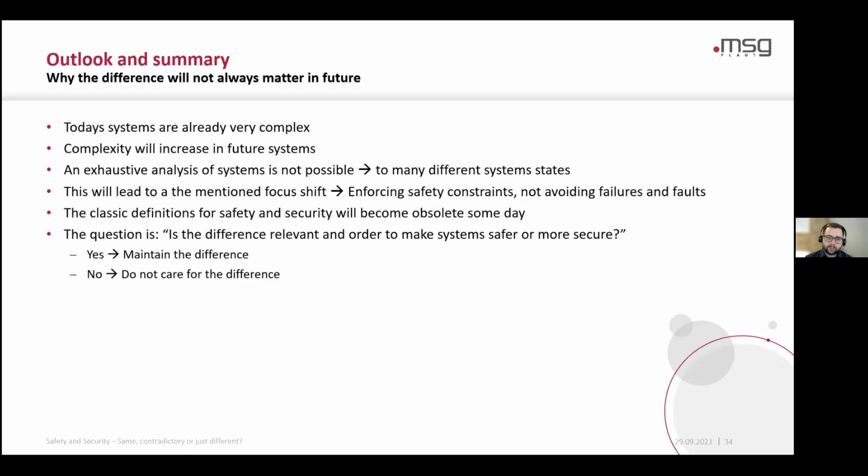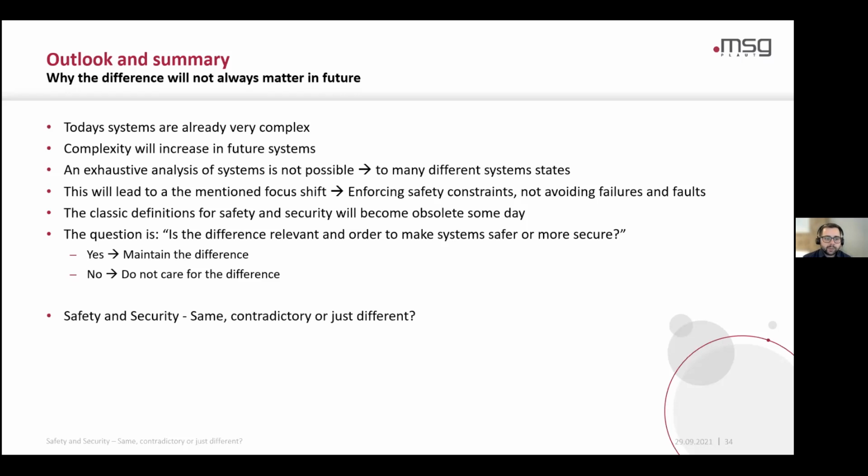It's not about failures and faults. It will be about enforcing safety constraints. And then the classic definition for safety and security will become more and more obsolete. And someday they will be obsolete. The question will then be, is the difference relevant or is it not relevant to make systems safer, respectively more secure? If you can answer that question with yes, this is relevant, then maintain the difference, please. But I would predict that the answer would be no, and then we should not care for the differences just to have a difference. There will still be some differences in the approaches, in the measures to take, and so on. But we don't need to keep the boundaries between safety and security higher than they need to be.